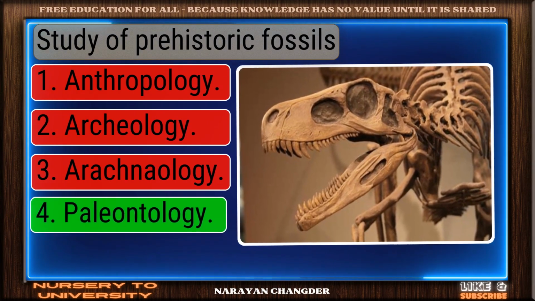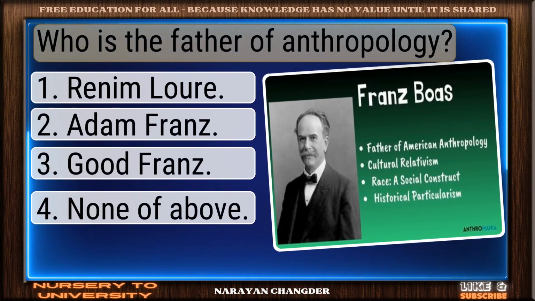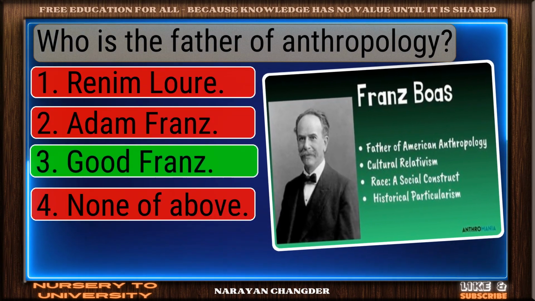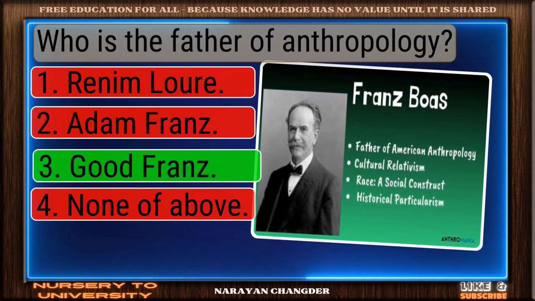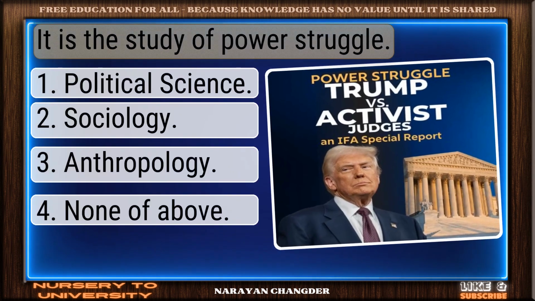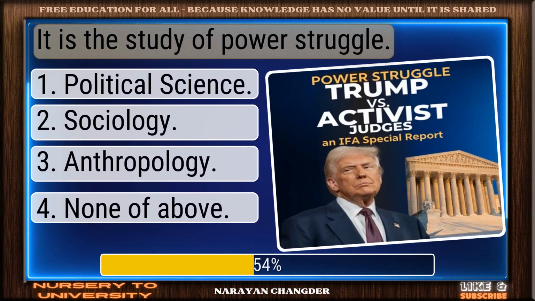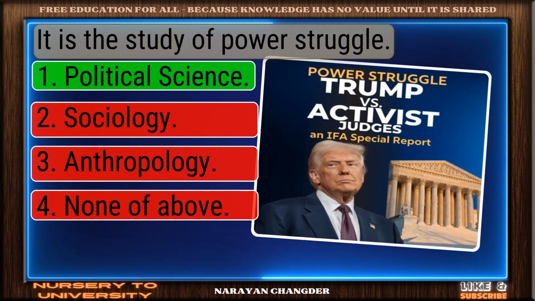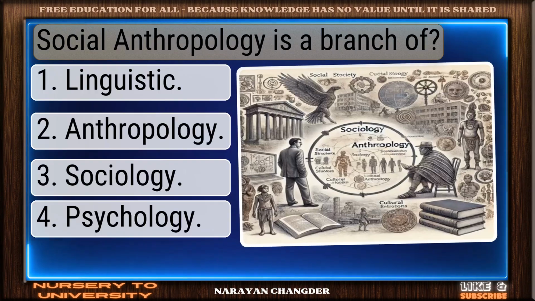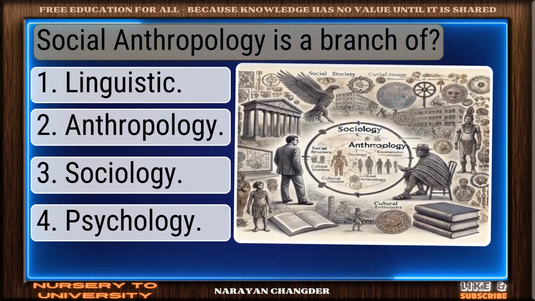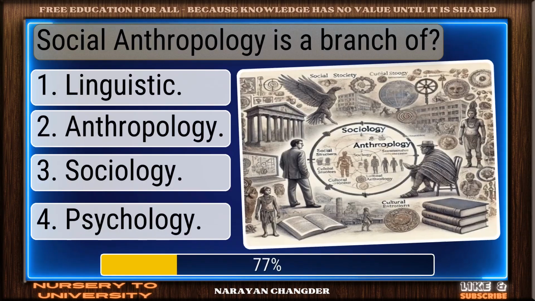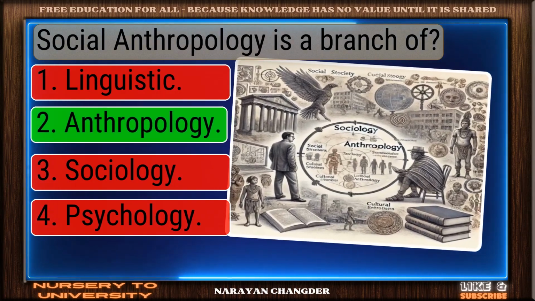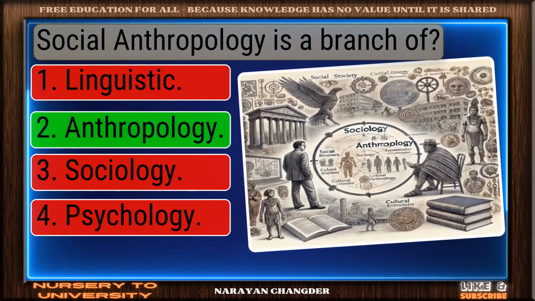Study of prehistoric fossils. Exactly. Paleontology makes sense. Who is the father of anthropology? Correct. Boas is the right answer. It is the study of power struggle. Right again. Political science is a valid answer. Social anthropology is a branch of. Correct response. Anthropology is the most accurate answer.